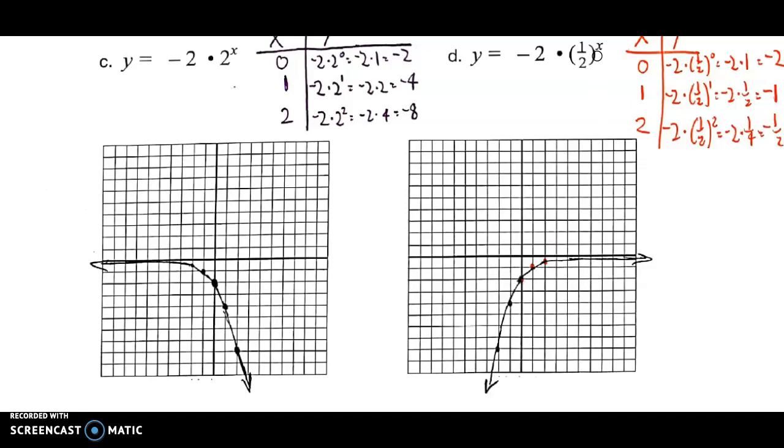You could even plug in -1 if you'd like for an x value. We'd see that we get -4 for a y value. I could get -8 again for a y value if I go back one more step, and that's just continuing that same pattern.